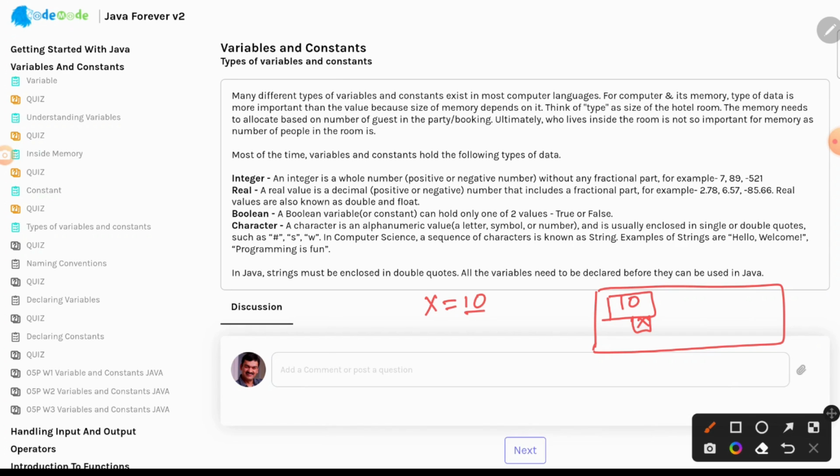What really matters is, what should be the size of this memory? Should it be a big room, or a small room, a really small room? Because memory is limited, the computer has to manage and optimize the use of memory so that it can efficiently run your program. That's why data type is important. Based on the data type, the size of the room is decided. So when you say x equal to 10, it may be a small room, because it's just a whole number.